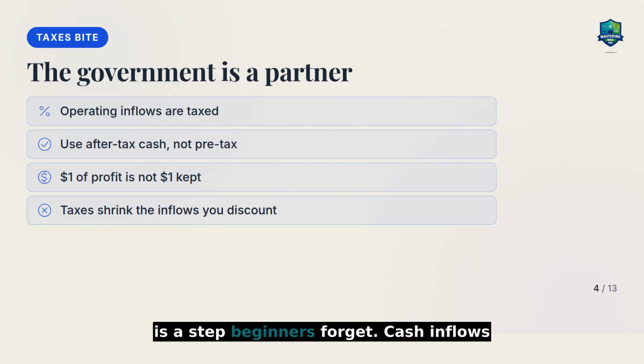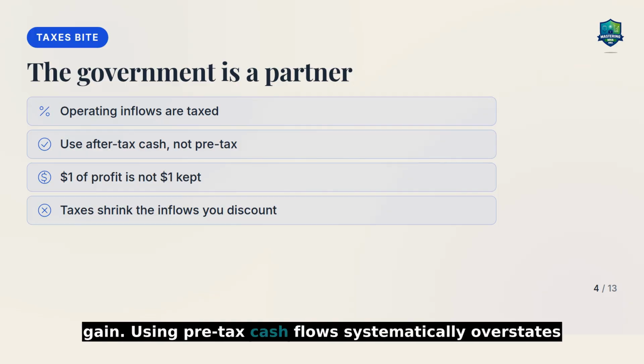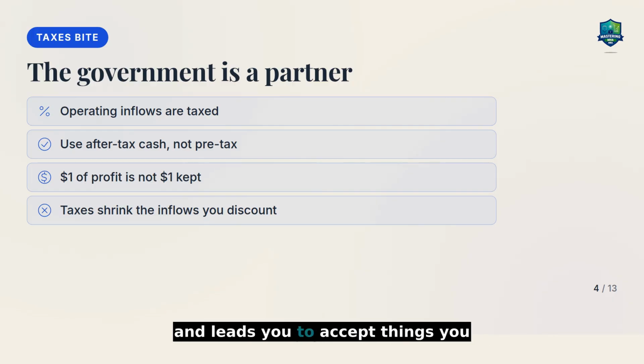Here is a step beginners forget. Cash inflows from operations are taxable, so we have to discount them after tax, not before. If a project earns $1 of additional operating profit and the tax rate is 30%, the company actually keeps only 70 cents. Treat the government as a silent partner who takes a cut of every gain. Using pre-tax cash flows systematically overstates a project's value and leads you to accept things you should not. Always discount what the company actually gets to keep.